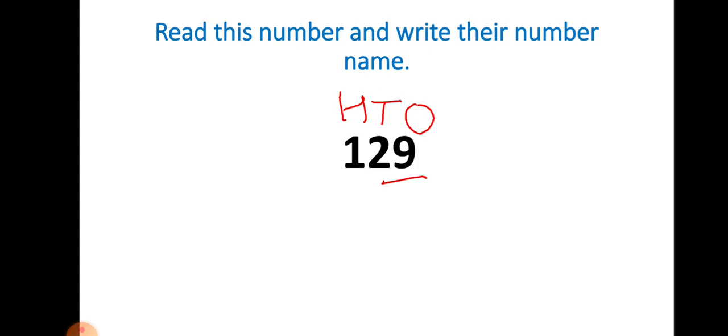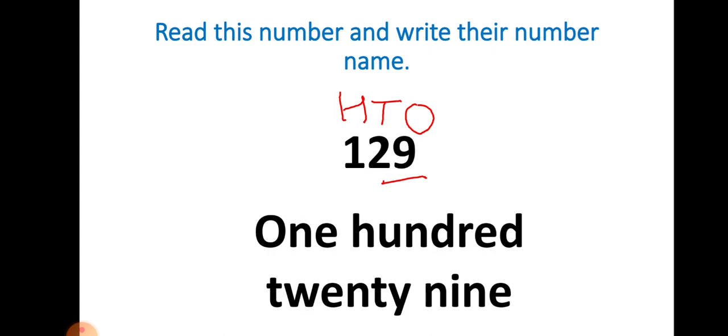How to write in spelling? 129. O-N-E 1, H-U-N-D-R-E-D 100, T-W-E-N-T-Y 20, N-I-N-E 9. 129.